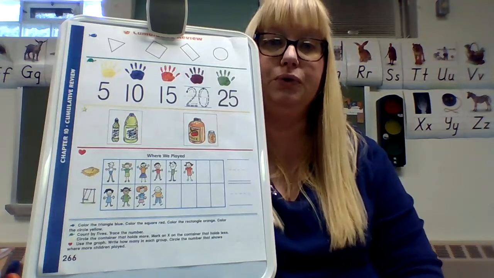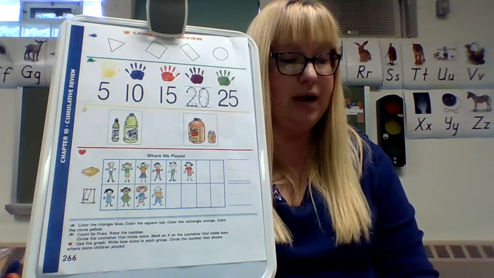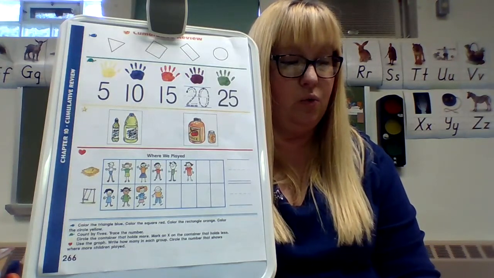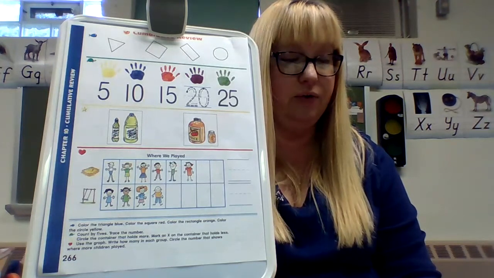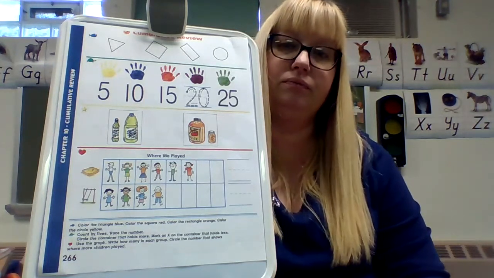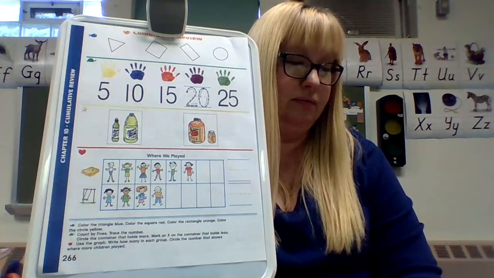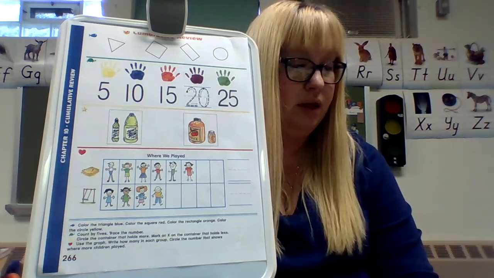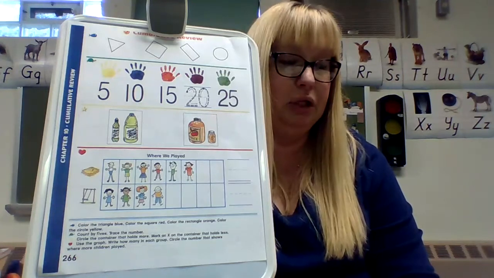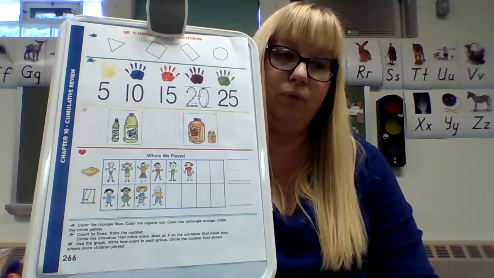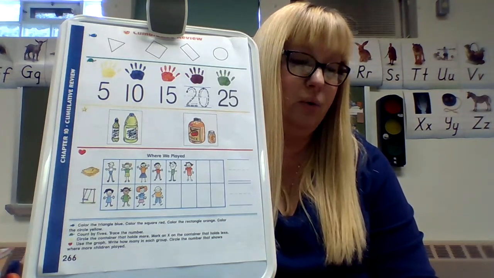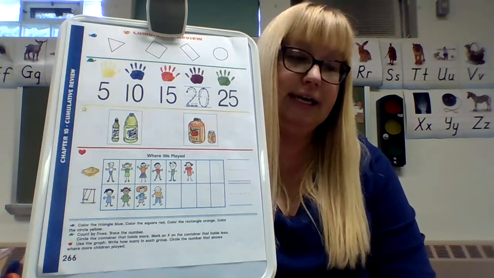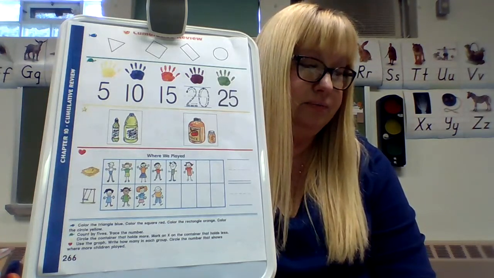So blue, red, orange, and yellow crayon. Hopefully you're finding them in your crayon box. I'll tell them to you again. Blue, red, orange, and yellow.